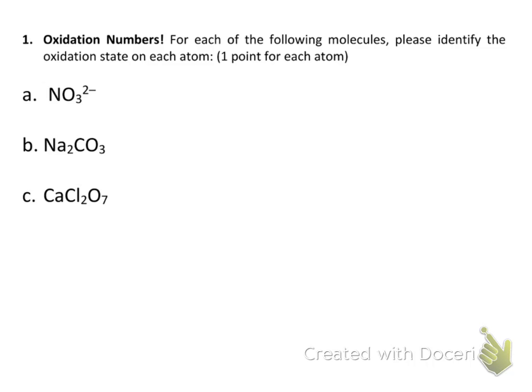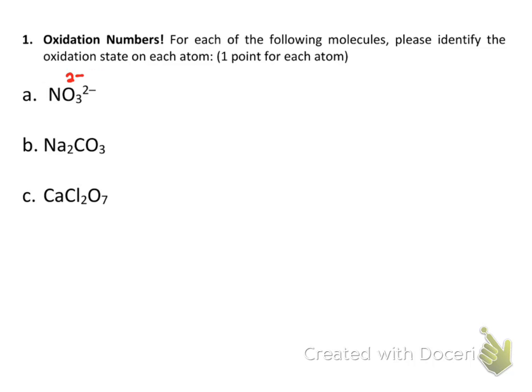So let's start with our NO3 2- here. That's actually a typo, it should have been NO3-, but we can still complete this. Since there are no group 1 elements, we'll start first with the oxygen. Each oxygen is going to be -2. I like to put the individual oxidation numbers above the atoms. So each oxygen is -2, we have that up there.